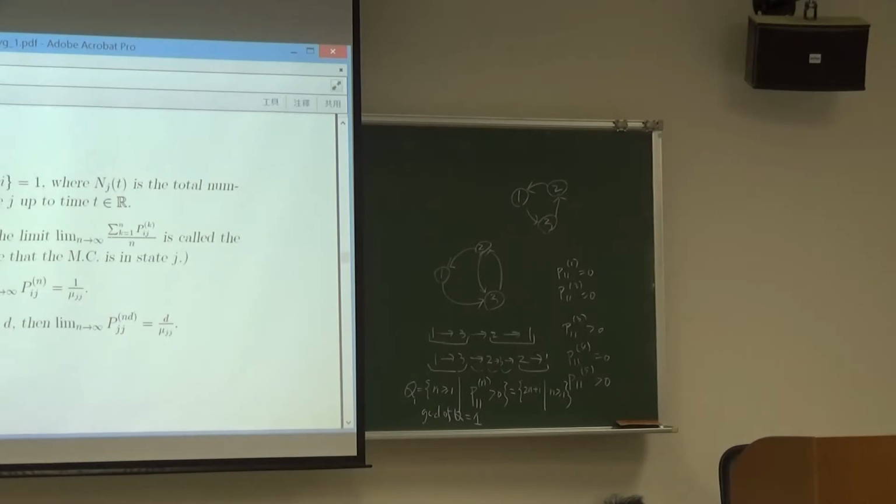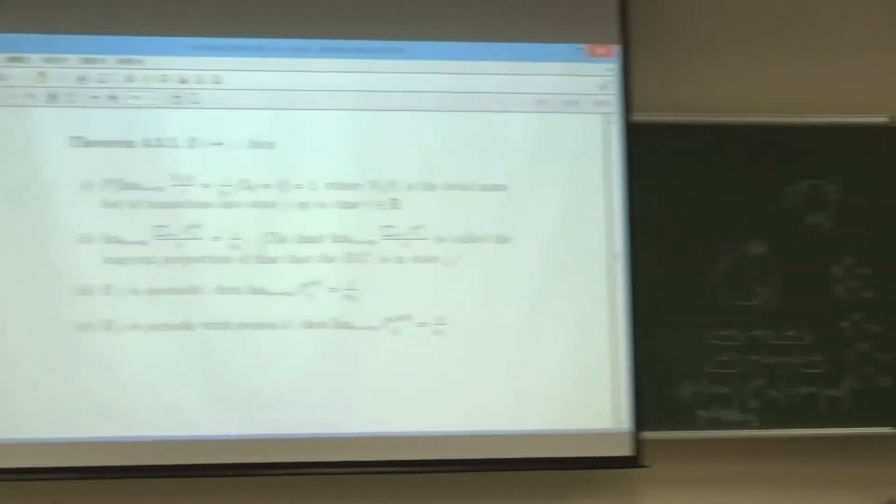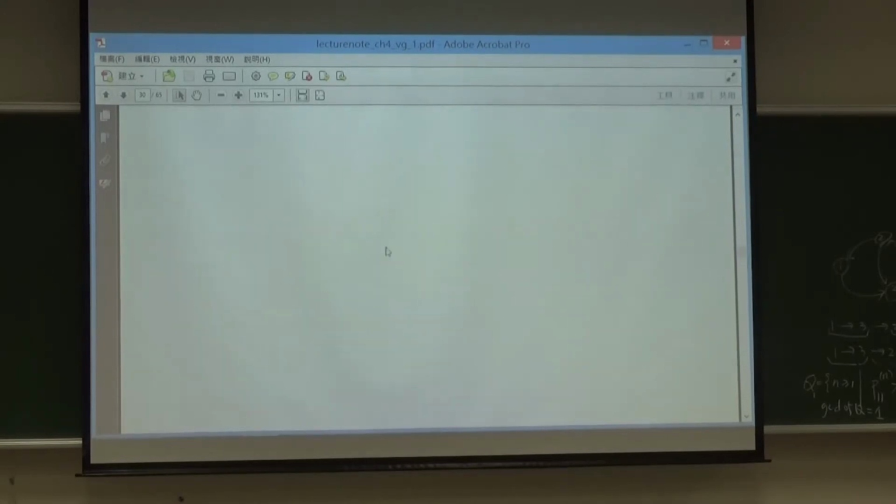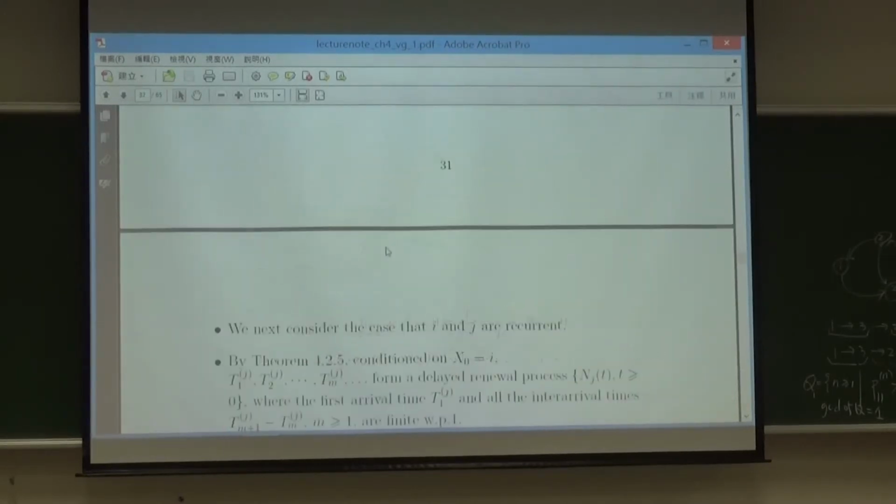So the theorem is true if we are considering transient states, if i and j are in a transient communication class. The next case will be i and j in the same recurrent class. Here it is. Now we consider the case that i and j are recurrent.